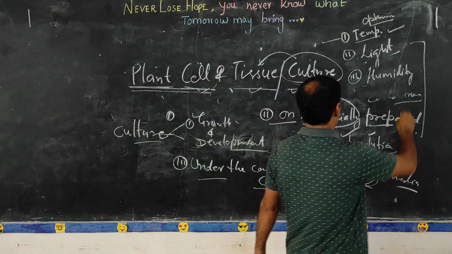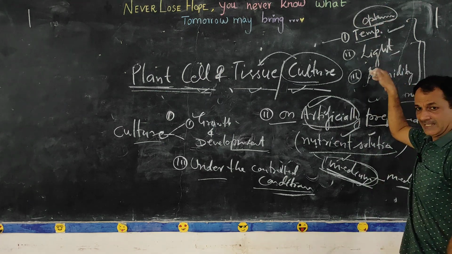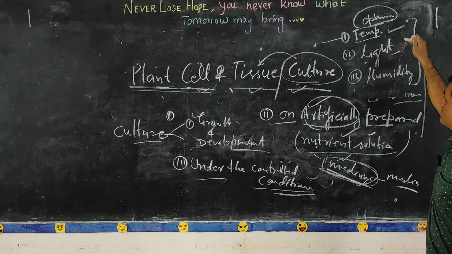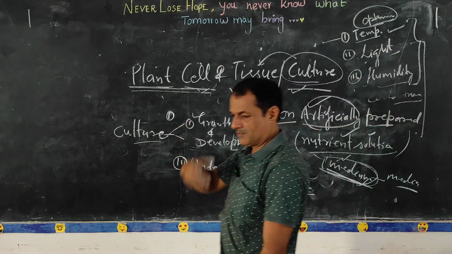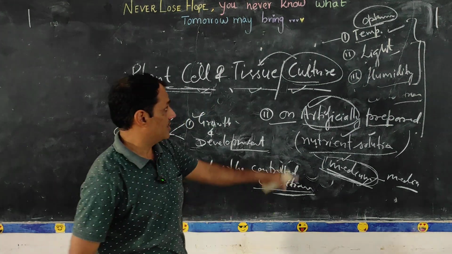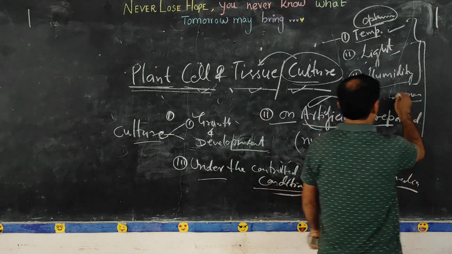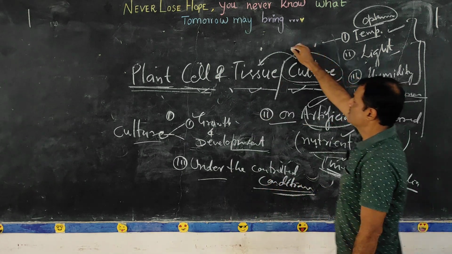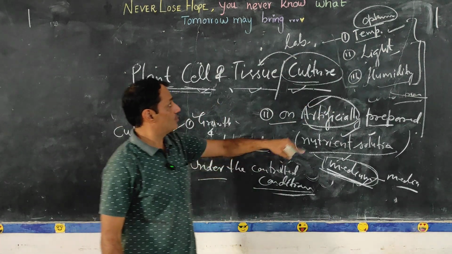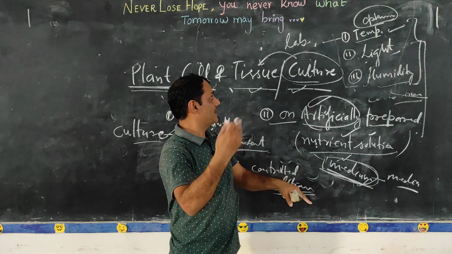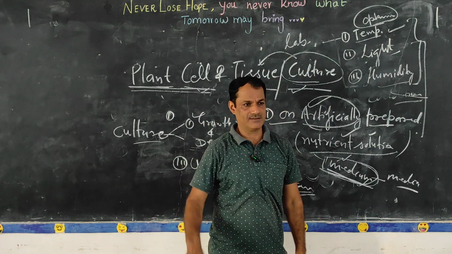If we can maintain a place with proper temperature, proper light and proper humidity, that is optimum, where the plant can grow in minimum time period and maximum growth is possible. That is called controlled conditions. These can be made inside the lab only, not under natural conditions. That is why it is also called laboratory conditions, and maintaining them inside the laboratory is also called in vitro conditions.